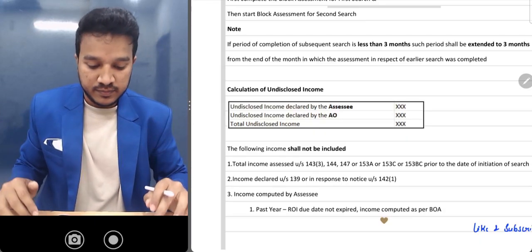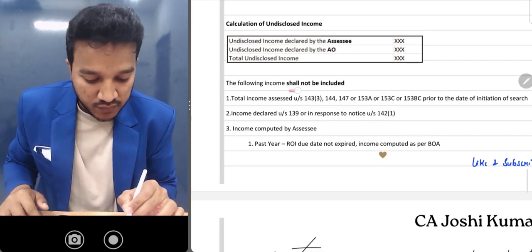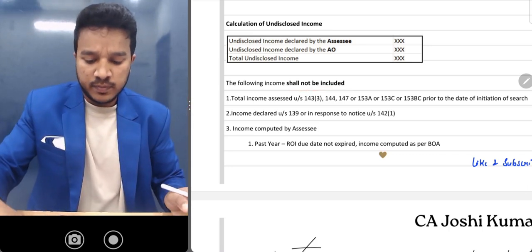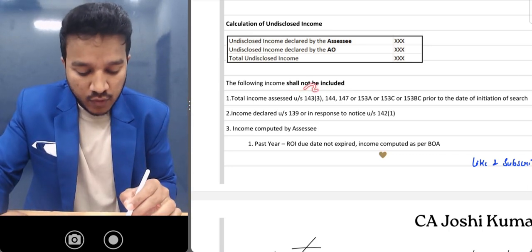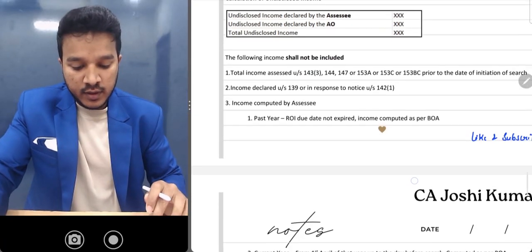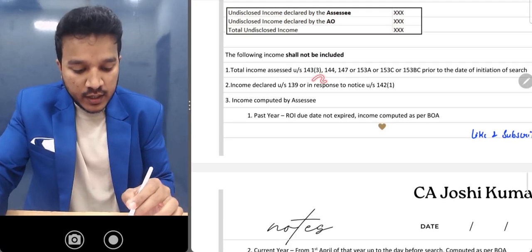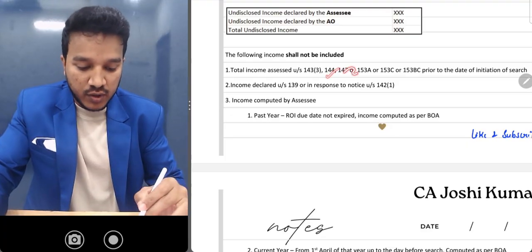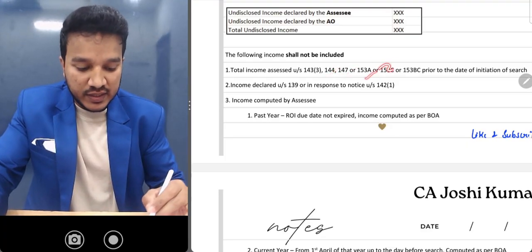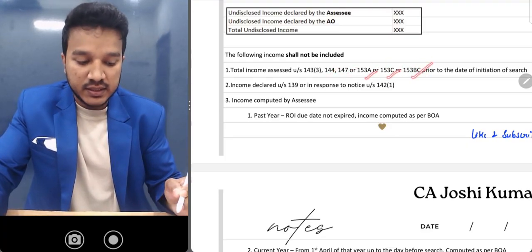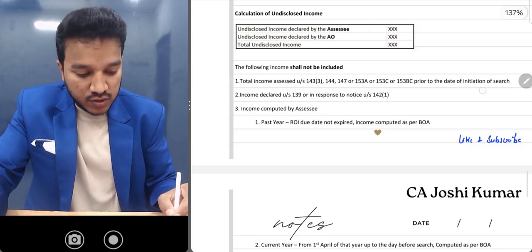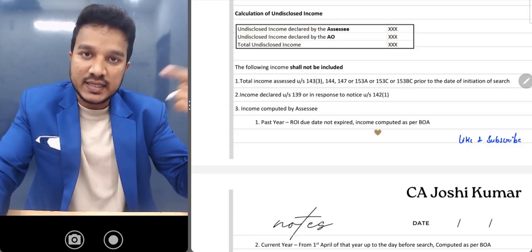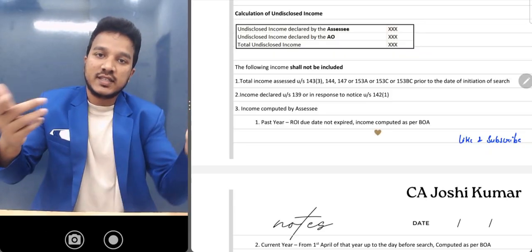Clear? Now which of the following income shall not be included? This is very easy, just understand, very logical also. Now here if you see, total income which is assessed as per 143(3), best judgment 144, income escaping 147, 153A, 153C, 153BC, prior to the date of initiation of search, अगर इन सब sections में if there is any income that is assessed, that you will not consider as undisclosed income.